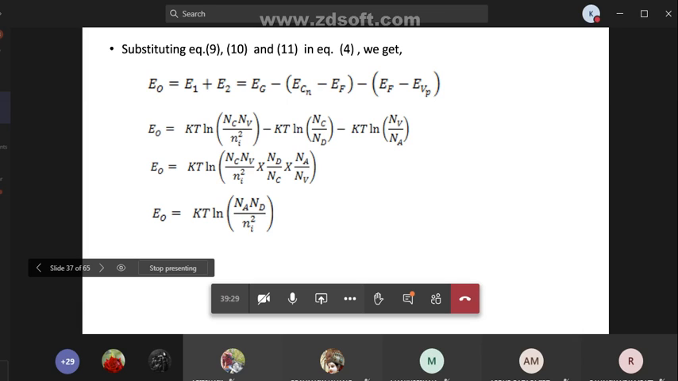the first equation, E0 equals E1 plus E2, right? So finally you will get E0 equals KT ln of Na Nd by Ni square. We know that E0 equals Q into V0, so V0 equals KT by Q into ln of Na Nd by Ni square. So it is the final equation, with the acceptor concentration and donor concentration, these two terms, right?